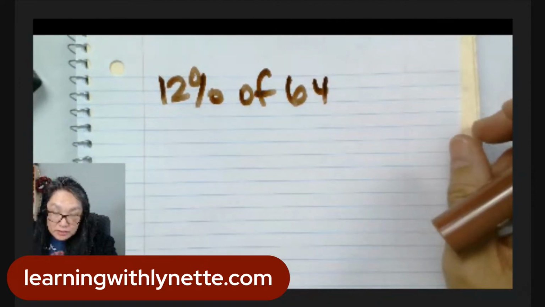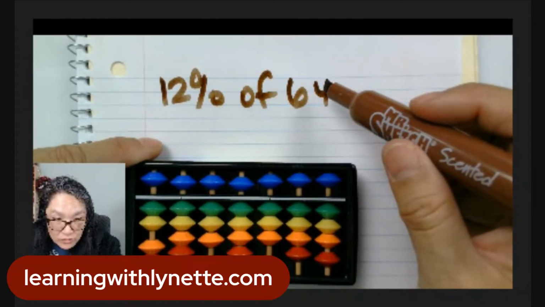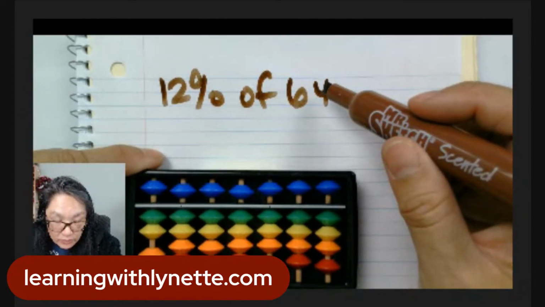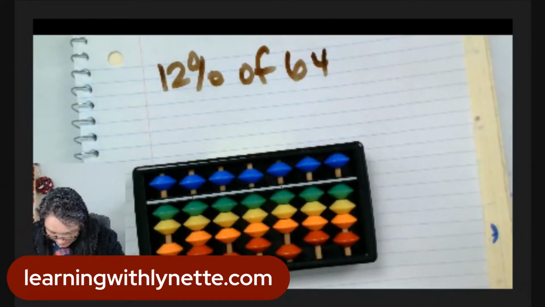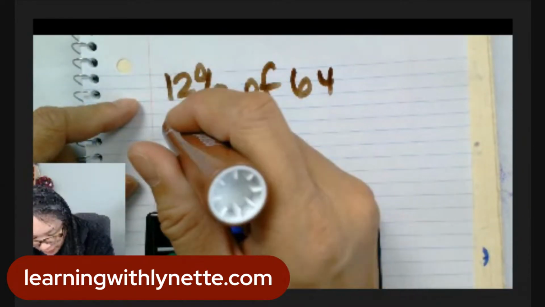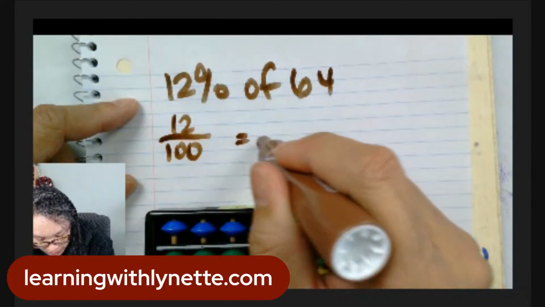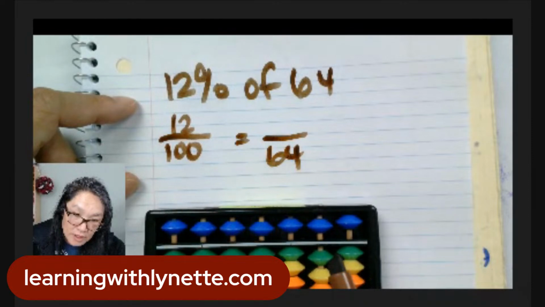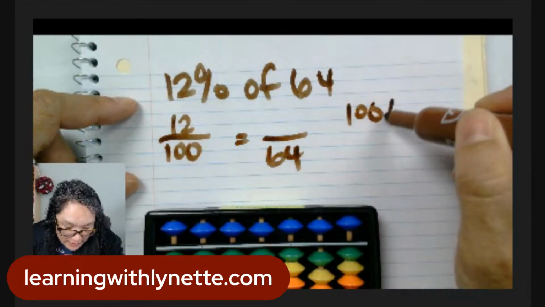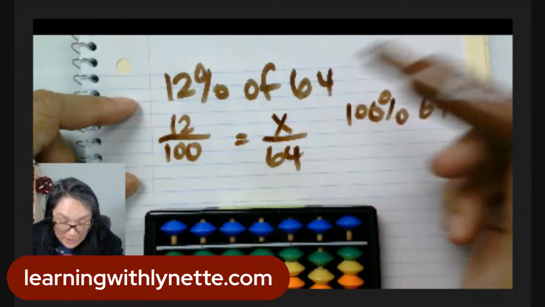Now when we look, hopefully it works. Now, if you notice, 12% is what? When we change this into a fraction, we know that this is 12 over 100. 100 is equal to 64. Does that make sense? So if 100% is 64, we want to know what this is.